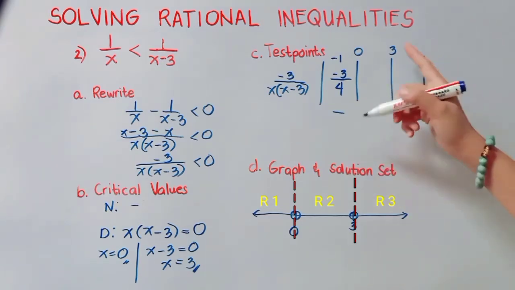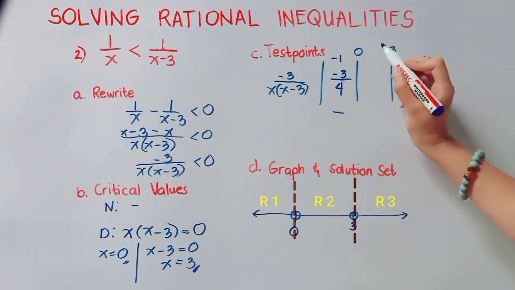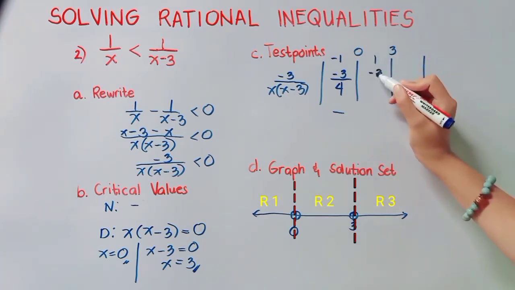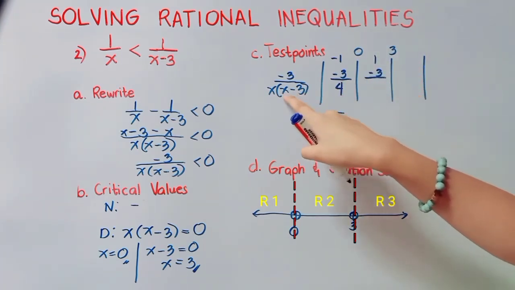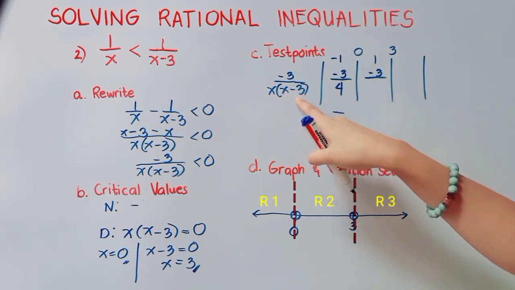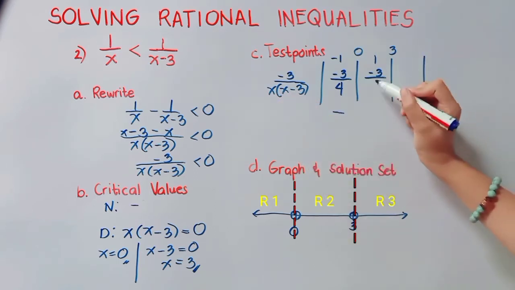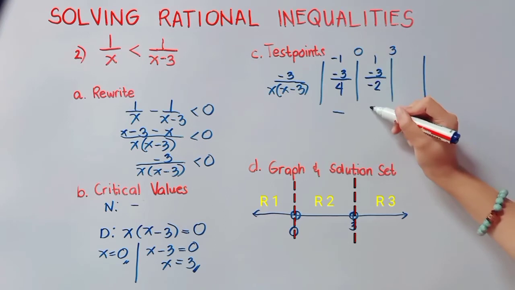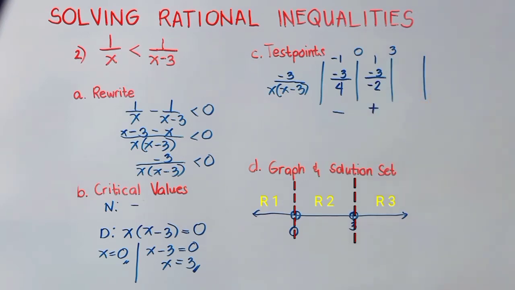Let us now test region 2. So a number from 0 to 3, so we could consider 1. So we have here negative 3 all over 1 minus 3 is negative 2. Negative 2 times 1 is negative 2. Negative divided by negative is positive.